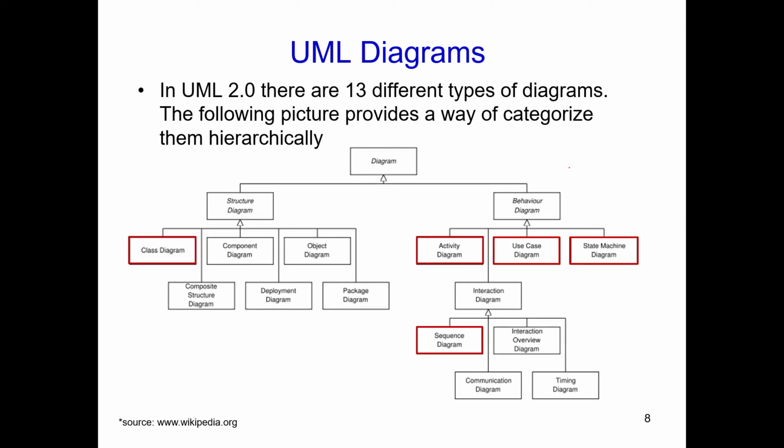There are 13 different types of diagrams, and the following picture provides a way to categorize them hierarchically. There are structure diagrams and behavior diagrams. For this class, I'm going to be focusing on those highlighted in red: only one structure diagram, which is the class diagram, and multiple behavior diagrams: activity, use case, and state machine diagrams. And then for the interaction, we have the sequence diagrams. So the rest of the lecture is basically going to show you the different types of diagrams, what they are, how they're built, and some examples.